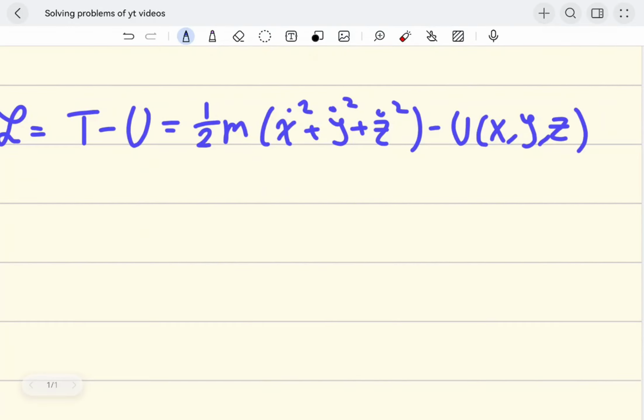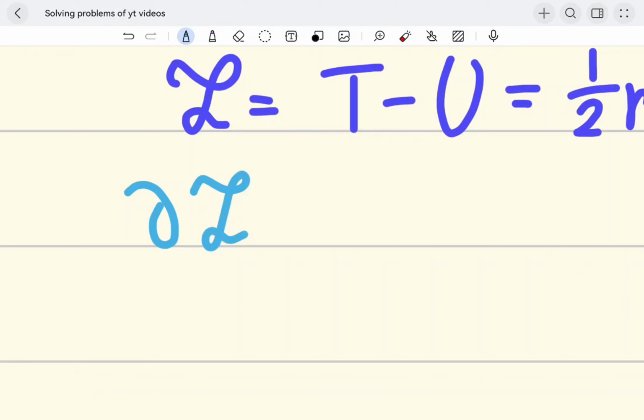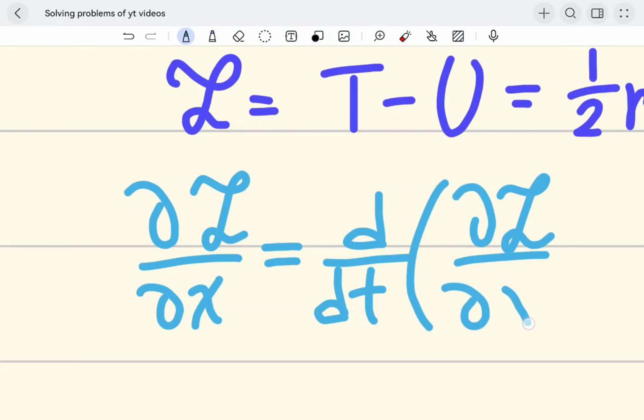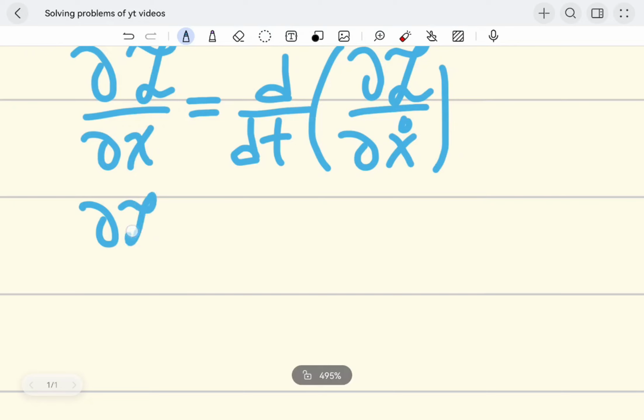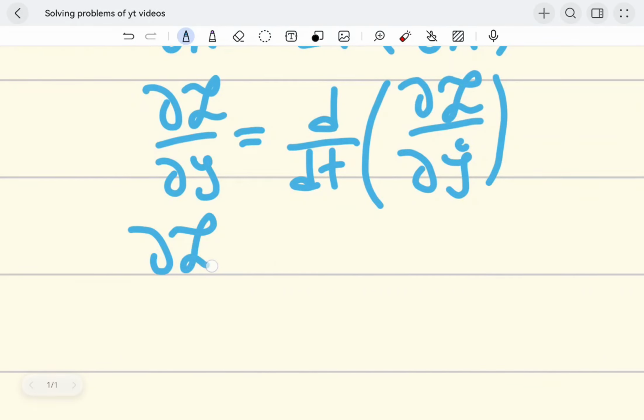So we are looking for the Lagrangian equations of motion. So we are taking the partial derivative of the Lagrangian with respect to the first position x, and this will be equal to the time derivative of partial Lagrangian by partial x dot. And we are taking partial Lagrangian by partial y, the second position variable, and similarly for z.